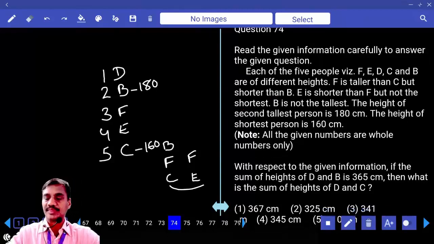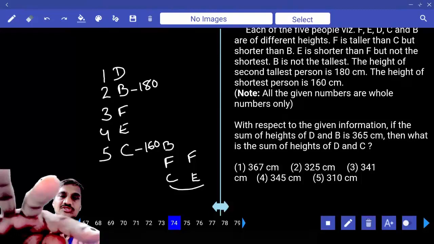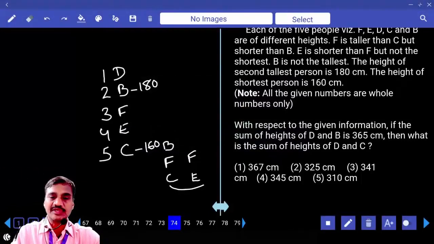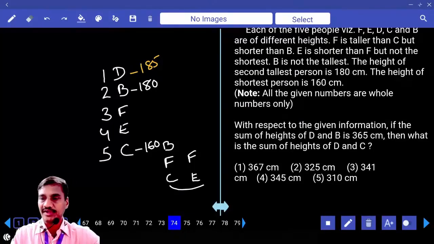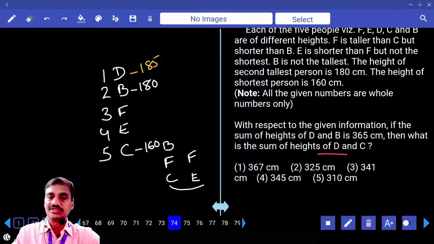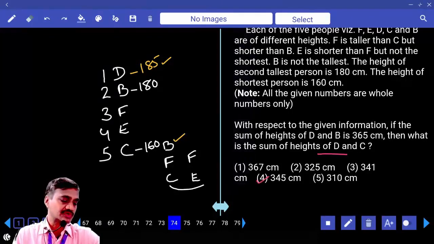180 and 160. Then with respect to the given information, the sum of the heights of D and B is 365. Now B is 180, so D must be 185. Then next one, what is the sum of the heights of D and C? Now D is 185 and C is 160. Then what is the sum of these two? 160 and 185, that will be 345. That is choice 4, question number 74.